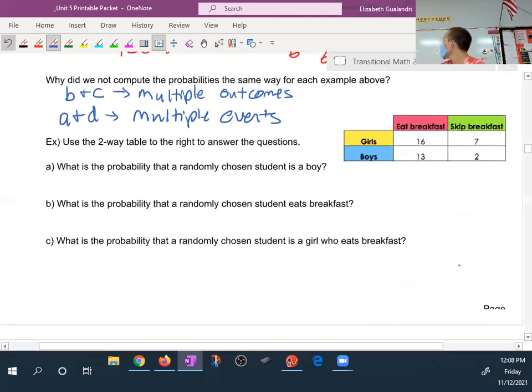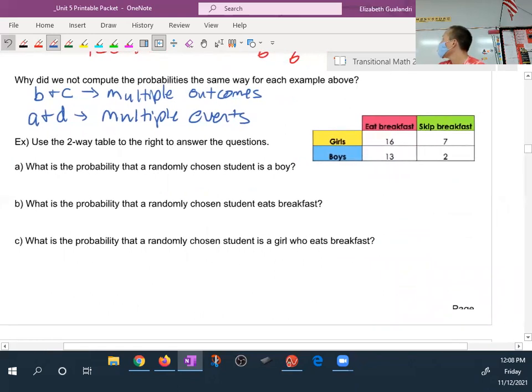Okay, 2-way tables. This is all the basics of probability. We're going to get into all of this more in depth, but we got to start with the basics. This is what's called a 2-way table. So they took this information, they polled girls and boys, asked them, are you a girl, are you a boy? And do you eat breakfast or do you skip breakfast? And so you had to answer one of those things. Okay, so they put those in there.